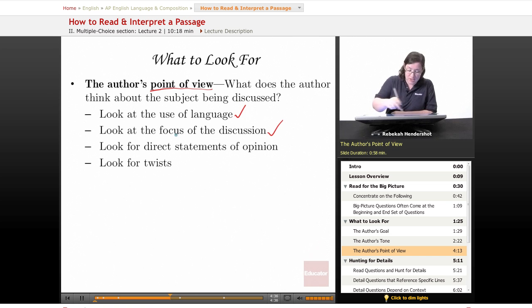Look at the focus of the discussion. Look at the stuff that gets the most screen time, or the most word time, I guess. Look for direct statements of opinion. If he says, I think, or I believe, or it is clear that, oh, well, then they just handed you point of view on a silver platter. And finally, look for twists. This is very common in satirical writing where the author is making fun of something and you get to the end and he just kind of sticks the knife in and twists it. And you're like, oh, that was where he was going. So look for twists at the end, look for sudden changes, because chances are that's where the author was going all along, and that will tell you point of view, all of which contributes to the big picture.